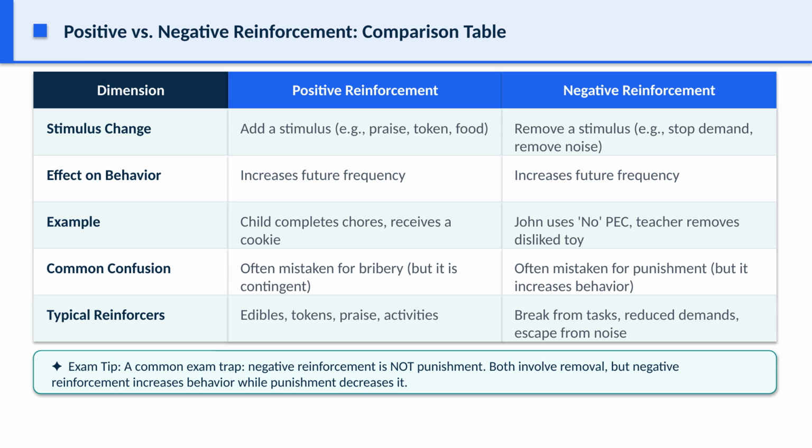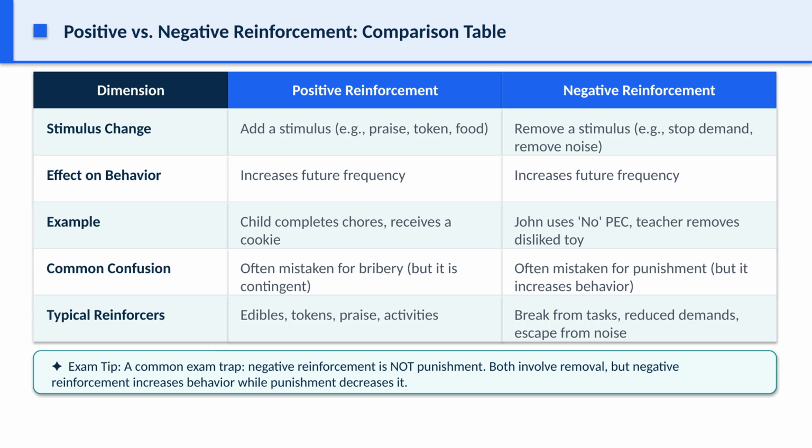Negative reinforcement involves removing an aversive stimulus, such as terminating a demand or eliminating a loud noise, contingent on a behavior. For example, John uses a no-picture exchange card and the teacher removes a disliked toy. A common exam trap is confusing positive reinforcement with bribery, but reinforcement is always contingent on the behavior, not offered beforehand.